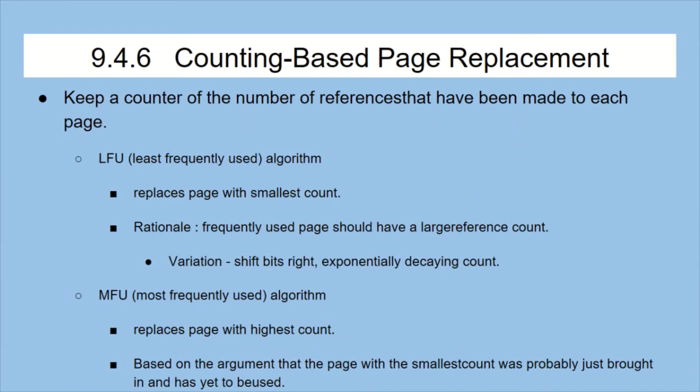So this is the counting page replacement. It keeps a counter of the number of page references that have been made to each page. So natay duada ni is LFU, which means least frequently used algorithm. It will replace the page with the smallest count. Then iyang rationale is a frequently used page should have a larger reference count. Then the variation is shift bits, right?